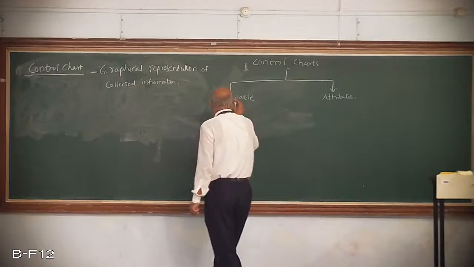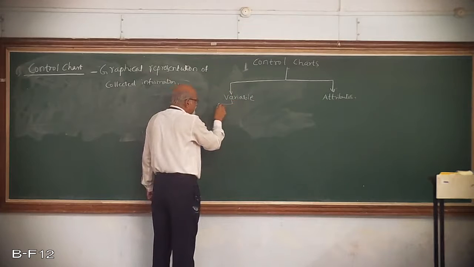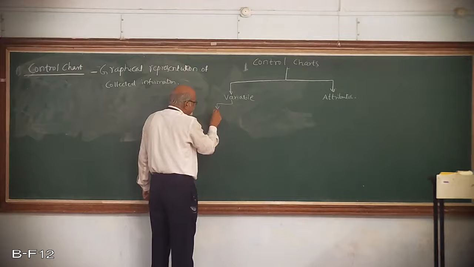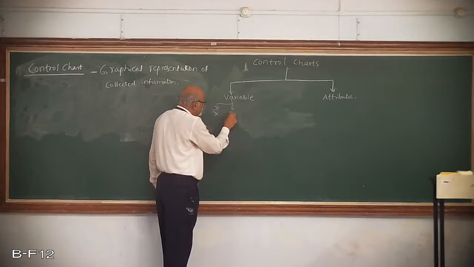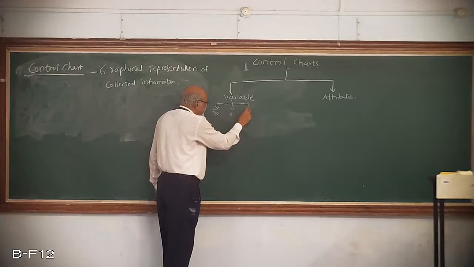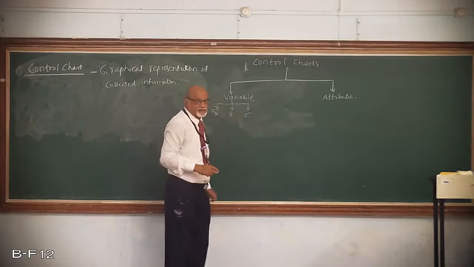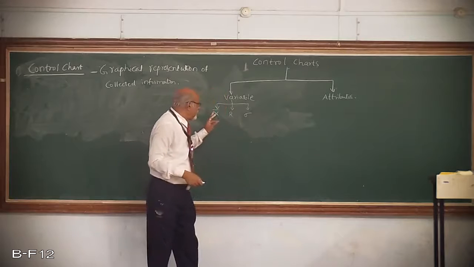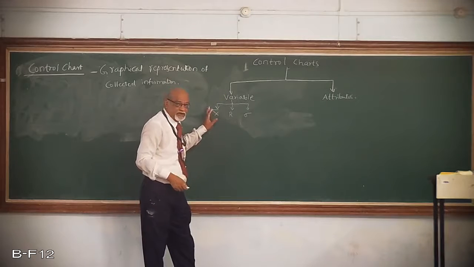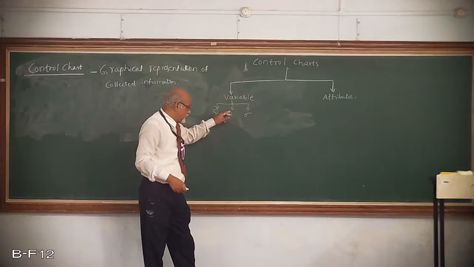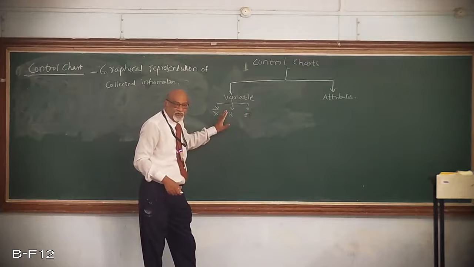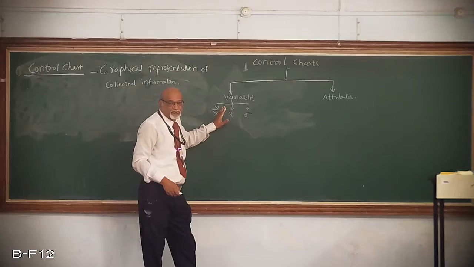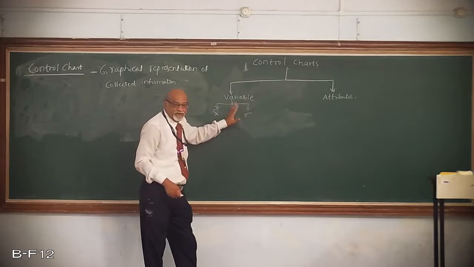Control charts for variables, we can draw three. One is the X bar control chart, another one is the R control chart, and the sigma control chart. Try to understand: it is not X chart, it is X bar chart. This is not R bar, it is R chart. This is sigma chart. R chart means what? Range, a control chart on the ranges. Sigma means the standard deviation.